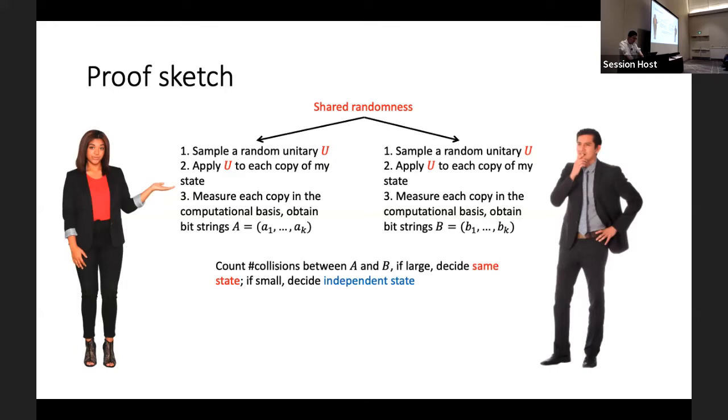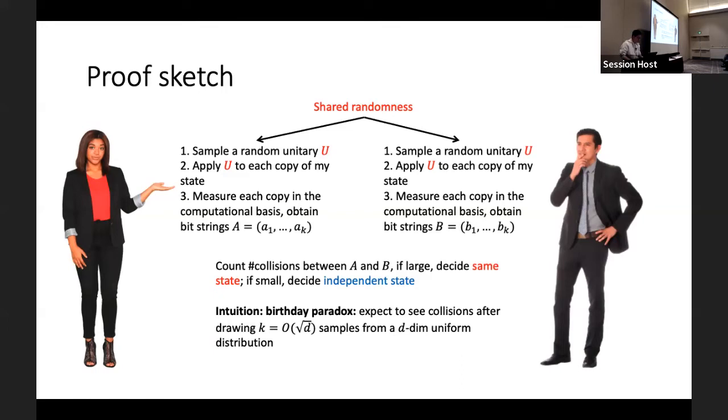So here I'm not specifying what large and small means, but the intuition that this algorithm works comes from the birthday paradox. So in the birthday paradox, if we have a uniform distribution on D elements and we keep drawing samples from it, then we expect to see collisions, meaning we see the same sample twice after drawing all square root D samples.